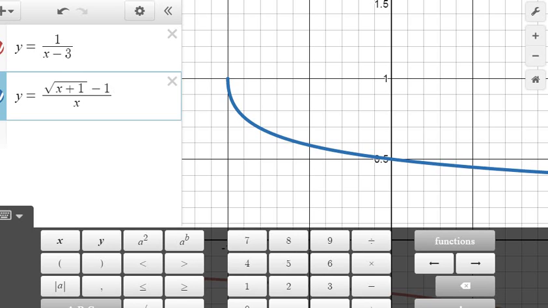So what you're trying to figure out is, where is the y-coordinate going? As I approach this number on the x-axis, where is the y-coordinate going for that function? The answer to that is your limit. So figure out where the y-coordinate's going, and that's your answer.